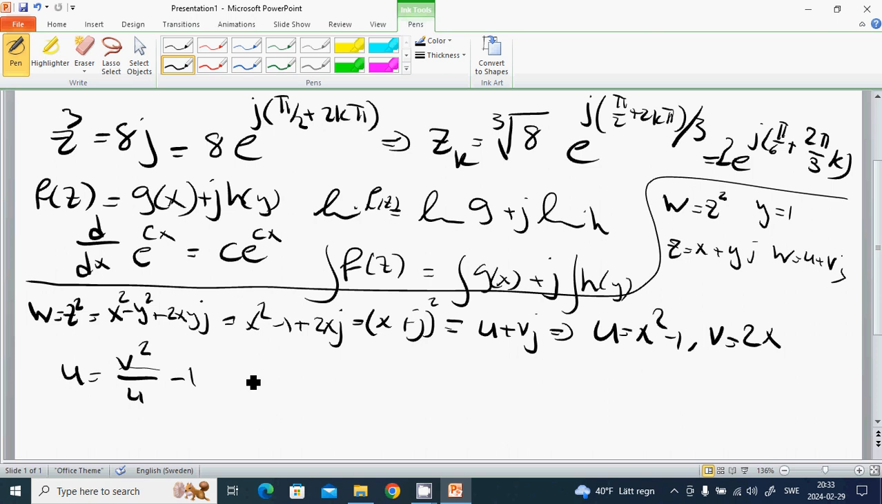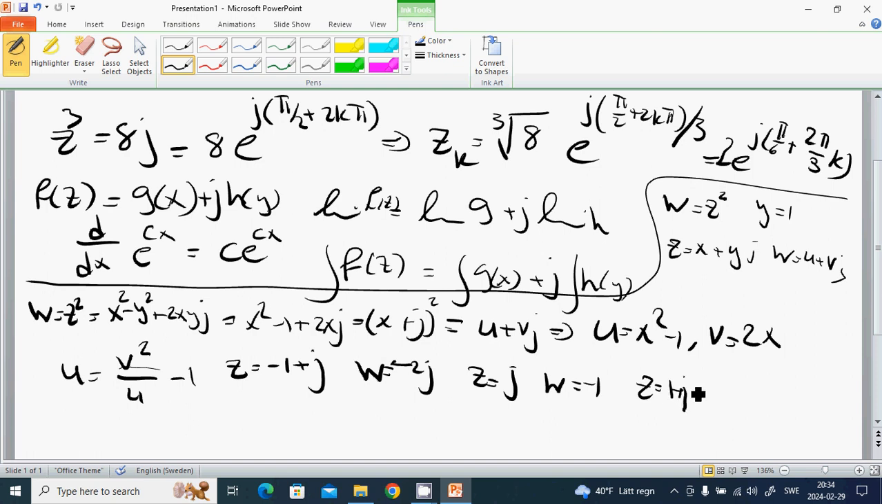If we have zeta equals minus 1 plus j, then x is minus 1, and u is 0 and v is 0. W is going to be minus 2j, and if z equals j, w is minus 1, and if z equals 1 plus j, then w is 2j. Okay.